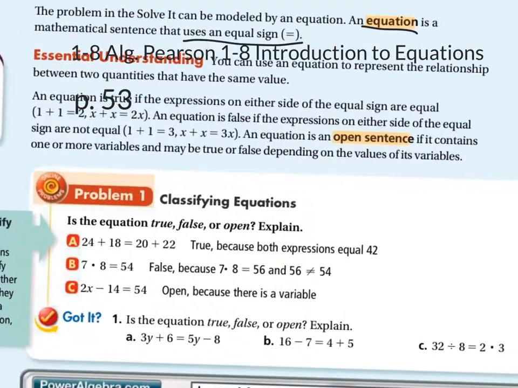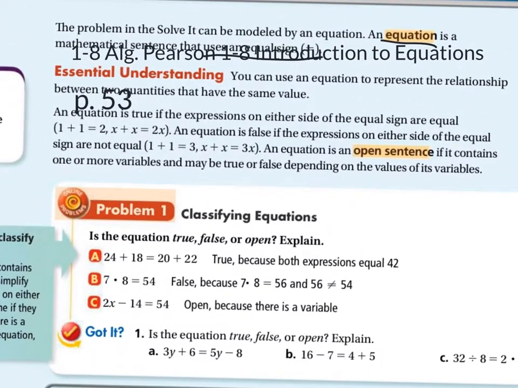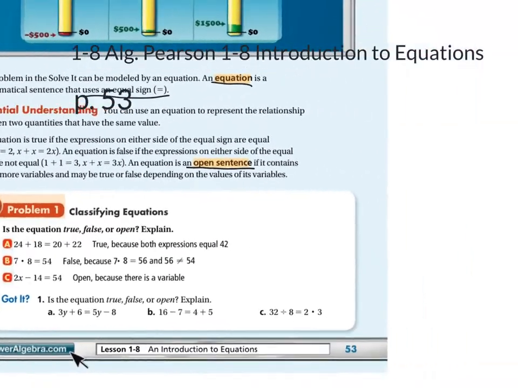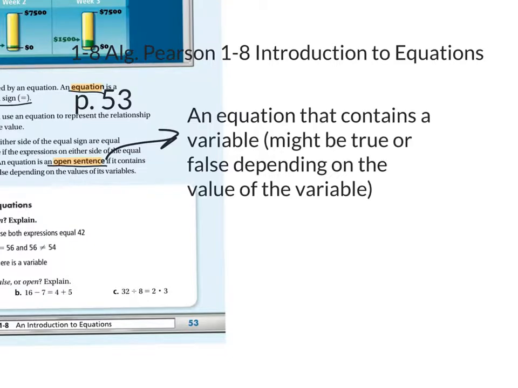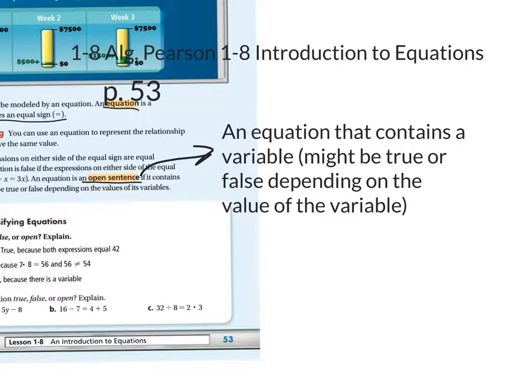Next thing they talk about in your book is an open sentence. We can say an open sentence is an equation that contains a variable, and it might be true or false depending on the value of the variable. So anything that has a variable in it could be an open sentence. There will be an exception to that we'll talk about in a minute.